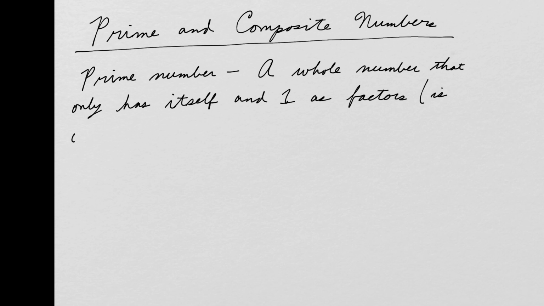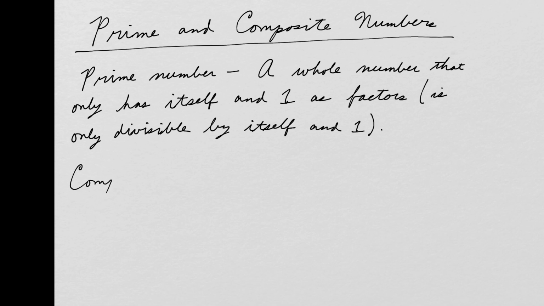So it is only divisible by itself and 1. And when I say divisible, I mean divisible evenly, right? A composite number has more than 2 factors. So, it has more than 2 factors.